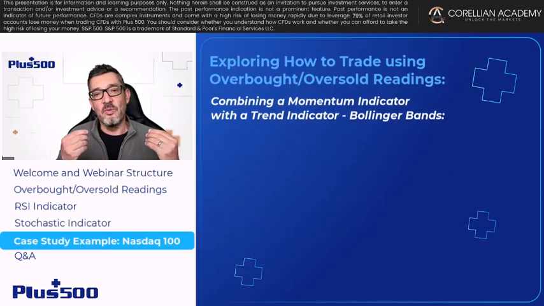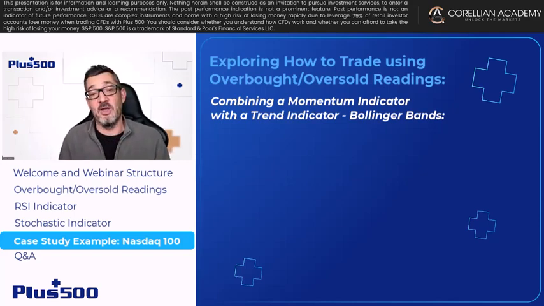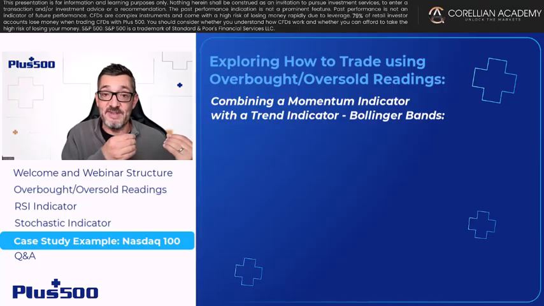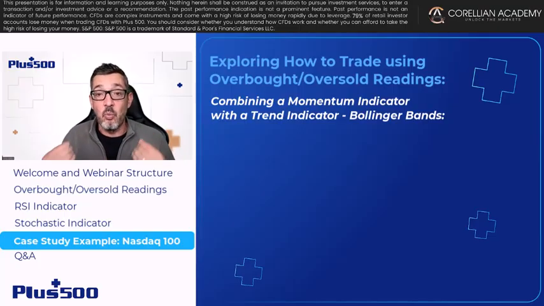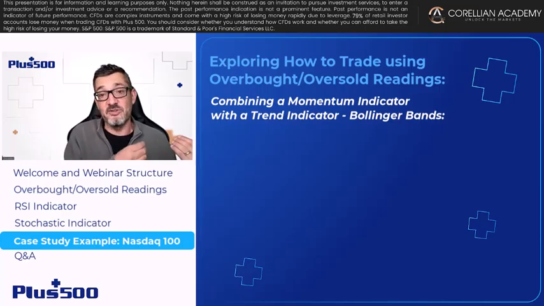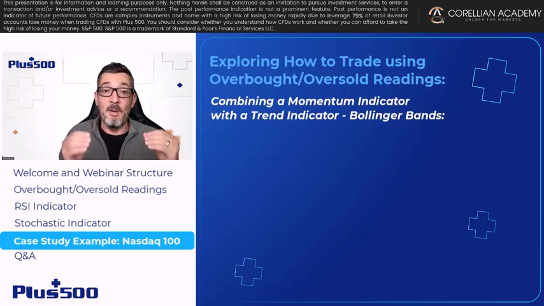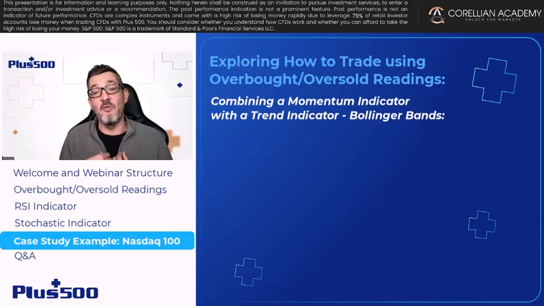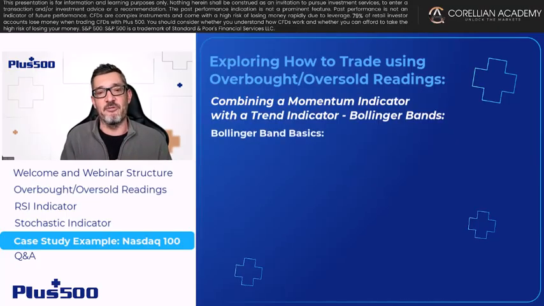Okay, so now we've explored momentum indicators and how they behave in different market environments, and we've seen just how important it is to understand the underlying trend if you want to get the most out of those signals. In previous webinars, we've looked at several trend-based indicators, but my personal favorite and the one that I rely on the most is Bollinger Bands. If you haven't watched a webinar dedicated to Bollinger Bands, it's worth checking it out on the Plus500 YouTube channel. But here's a very, very quick refresher.